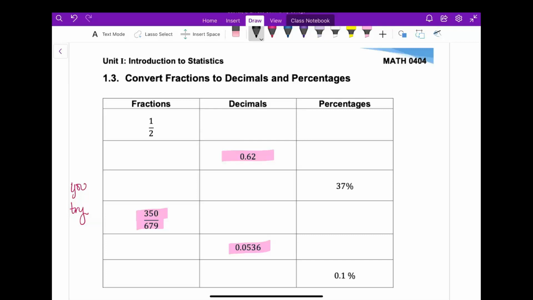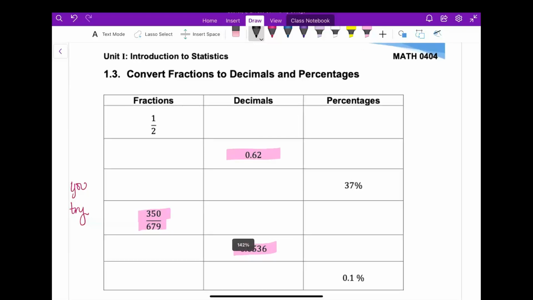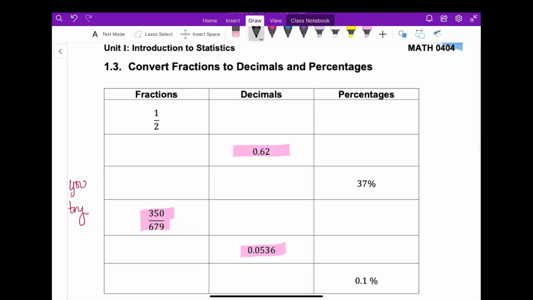Section 1.3, we're going to convert fractions to decimals and percentages. So the first fraction that we see is 1/2. I love this one because it's super easy and everybody's really familiar, but we're going to go through the steps as if it was not easy. Okay, so the first thing we see is we're going to go from a fraction to a decimal.